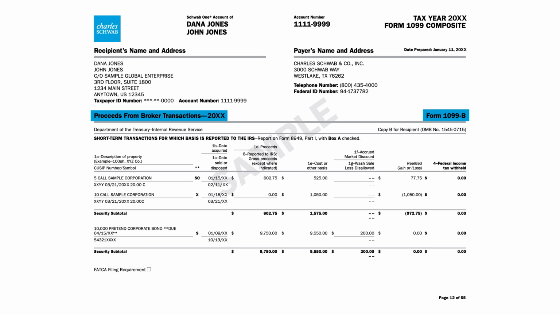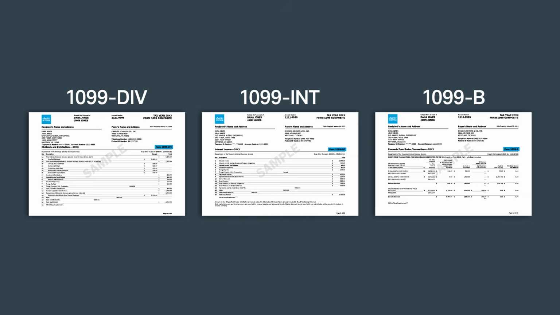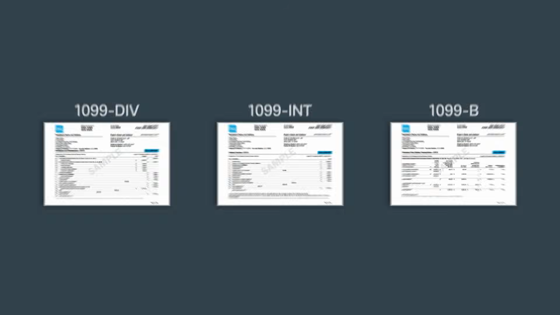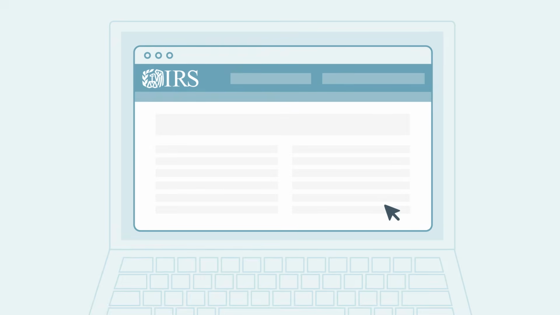Third, look at the 1099-B. This lists realized gains and losses from the disposition of assets. If you come out of the year with a net profit, you'll likely owe taxes on any realized capital gains. So, what do you do with these 1099 forms? You may need to include the information on these forms when filing your tax return.